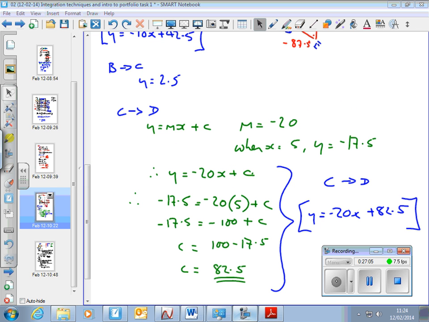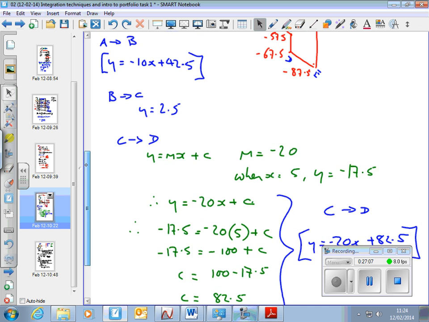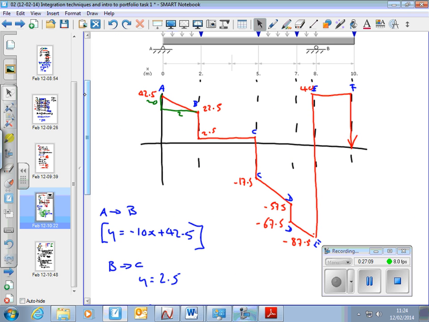Okay, so now we've got the equation of the line for the first three parts of the stress-strain curve: A to B, B to C, and C to D. We've just got two more to go: D to E, this one, and E to F, this one. So I'll just pause this for a minute. You work out what the equation of the line is between D and E and F.